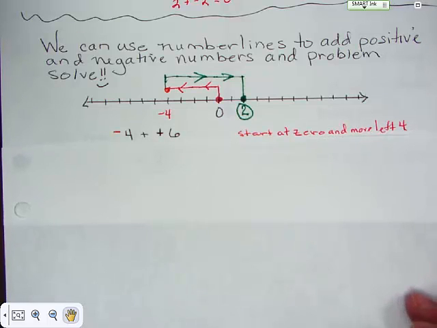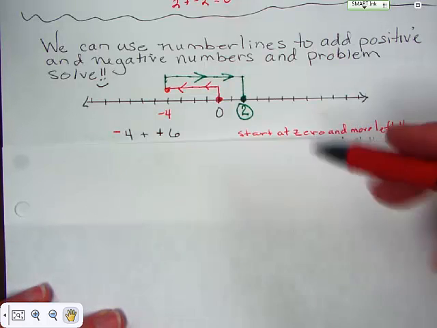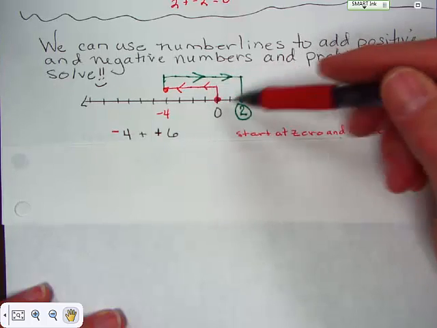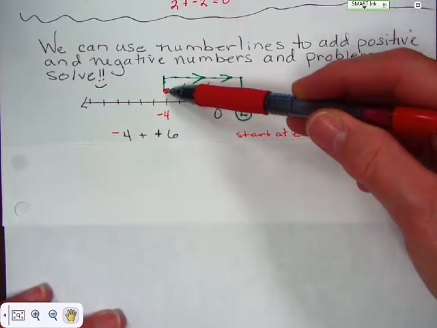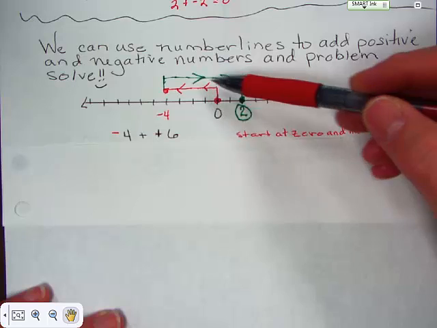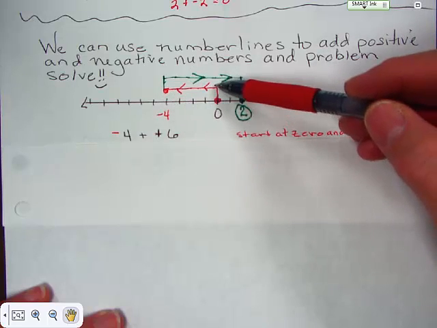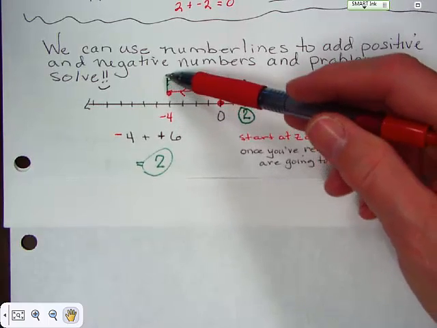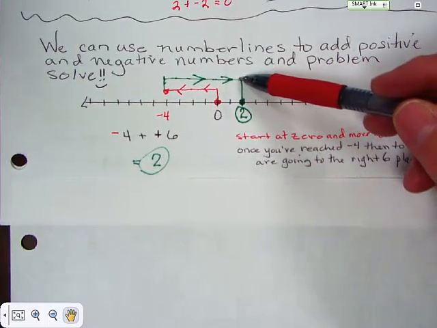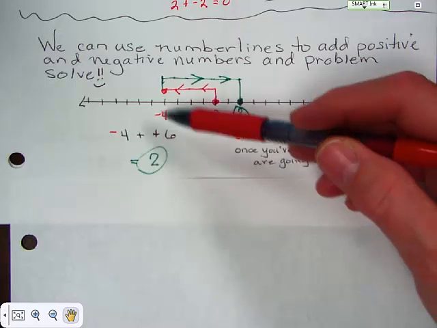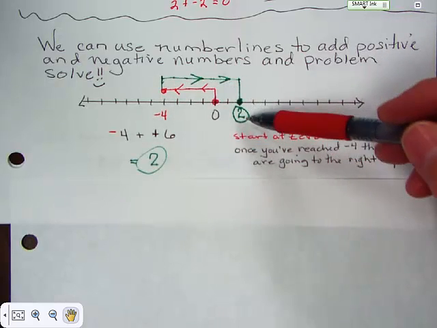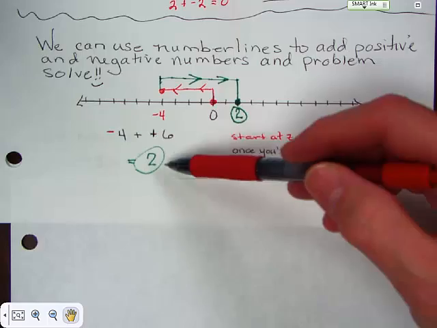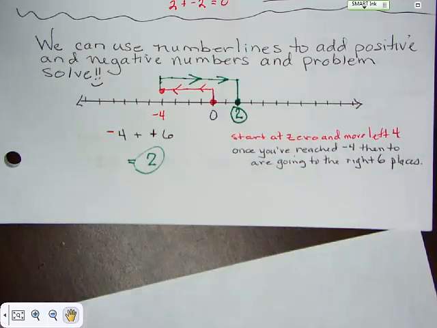So, if I want to add a negative 4 plus a positive 6, I'm going to start at the 0 right here. And I'm going to move 4 to the left on my number line, which is negative. It's in a negative direction. I start at 0 and I move 4 to the left. Then, once I've gotten there, I will go up and move to the right 6 because the 6 is positive. When I get done, I'm to the right of 0 2 places, and so my answer is positive 2.